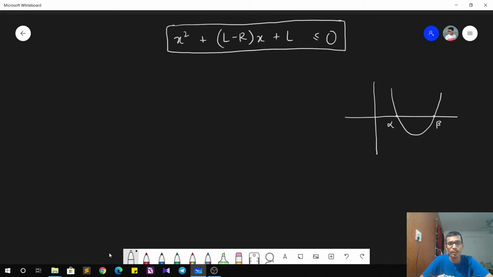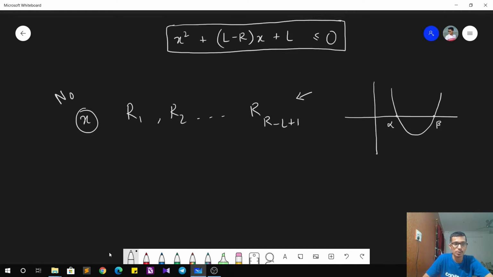But what is the importance of this quadratic having real roots or not having real roots? If the quadratic does not have real roots, it means that for no integral value of x was this inequality true, meaning that all the ranges R1, R2 up to R minus L plus 1 are non-overlapping with each other. It means that they do not intersect or overlap with each other. So this is the case if there are no real roots.